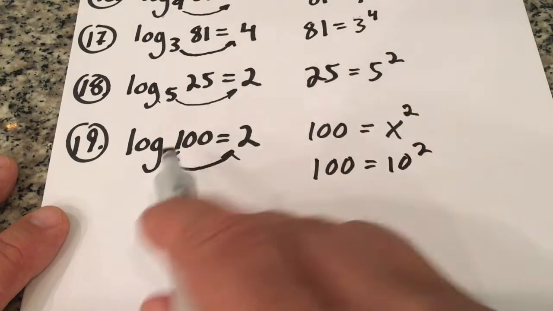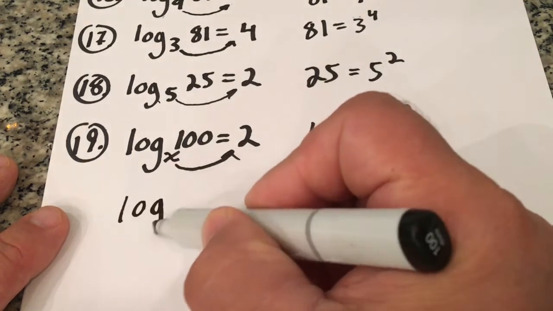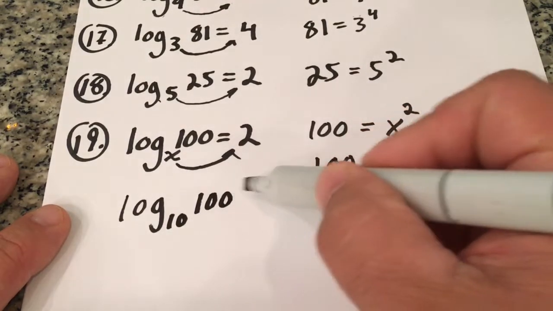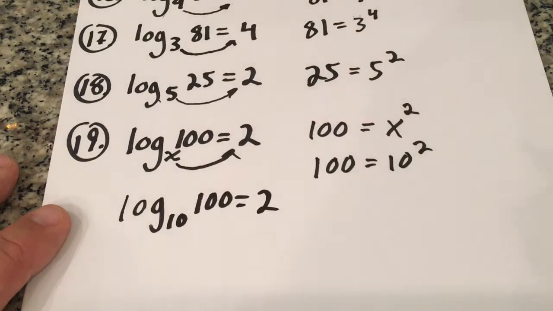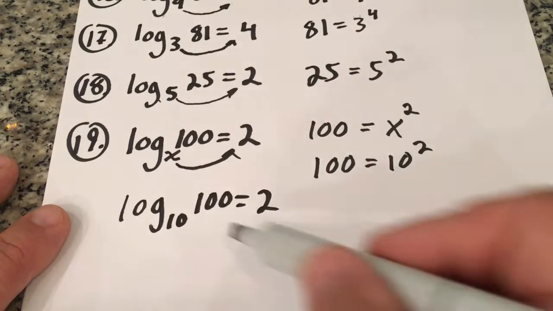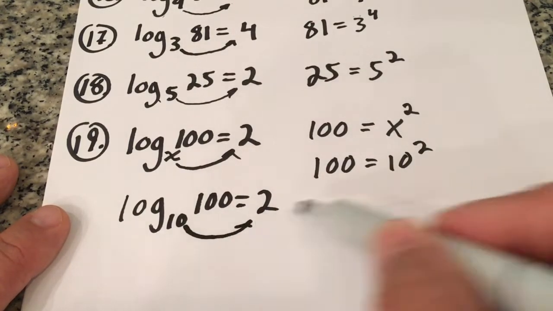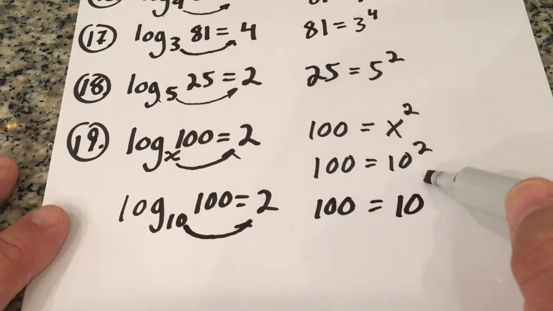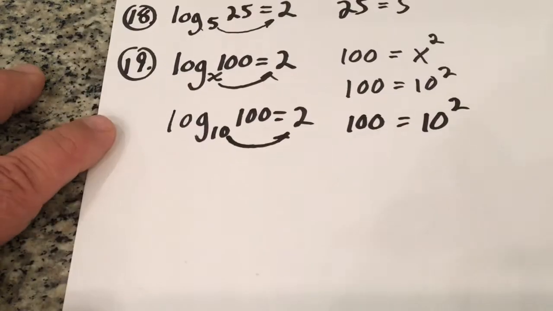If they don't give you a number, if they just give you the word log, that's technically log base 10 of 100 equals 2. And now that I know that that's a 10 there, the log leg kicks the 10 over, it pushes up the 2. So that's going to give me 100 equals 10 squared.